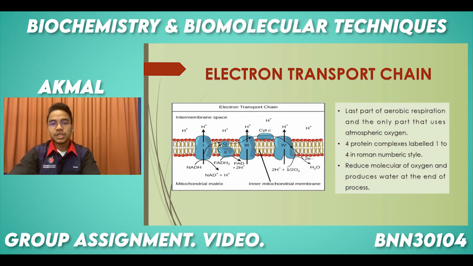I will explain about the electron transport chain mechanism in this part. Electron transport chain is the last part of aerobic respiration, and the only part that uses atmospheric oxygen. In this part, there are 4 complexes of protein that are labeled from 1 to 4, in Roman numerals. Please take note that at the end of the process, the electrons will reduce the molecule of oxygen and produce water.